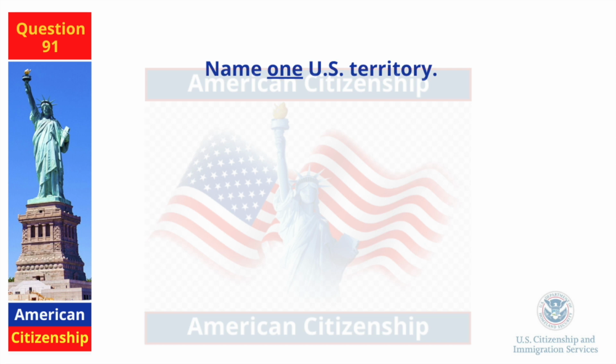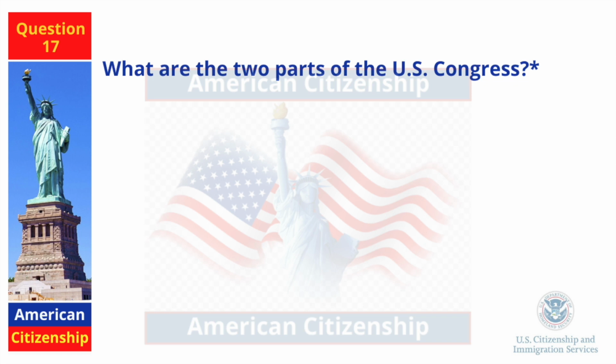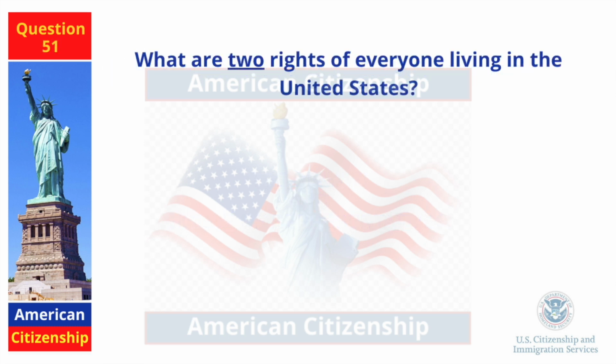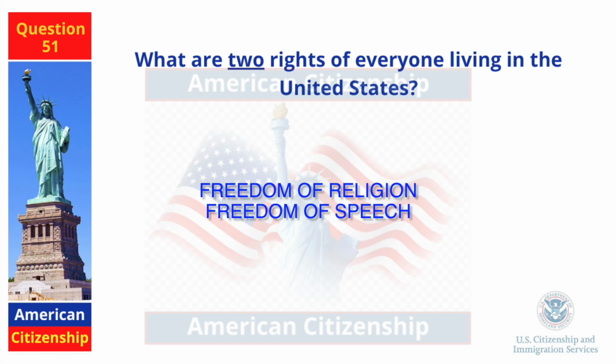Name one US territory. Guam. What are the two parts of the US Congress? The Senate and House of Representatives. What are two rights of everyone living in the United States? Freedom of religion, freedom of speech.